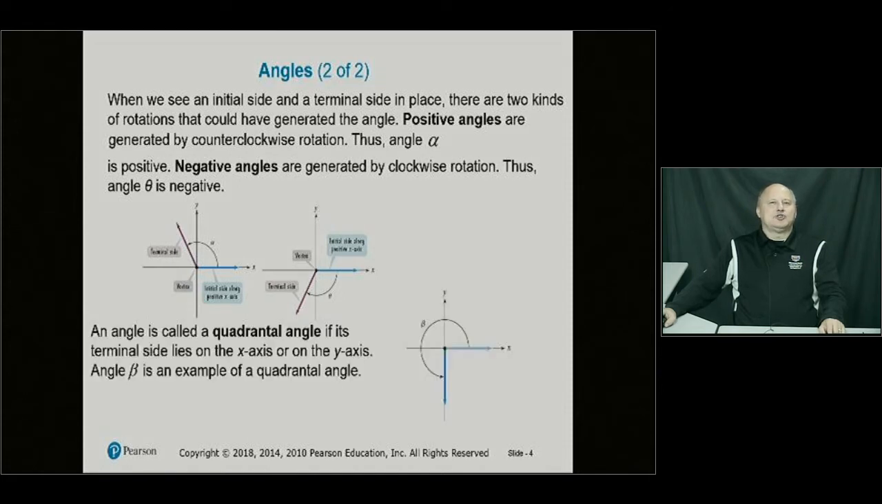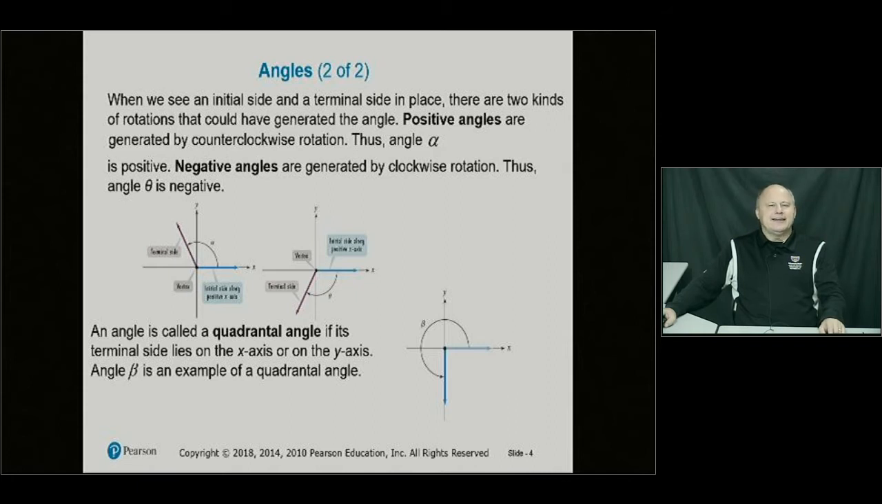An angle is called a quadrantal angle if its terminal side lies on the x-axis or the y-axis, as illustrated in this picture here. You have this blue terminal side, and actually it's beta, and beta is an example of a quadrantal angle. In this particular case, you skip the positive x, positive y, and the negative x, and go down to the negative y-axis. So that's going to be a positive angle, and we'll talk a little more about that later, but it's like 270 degrees.